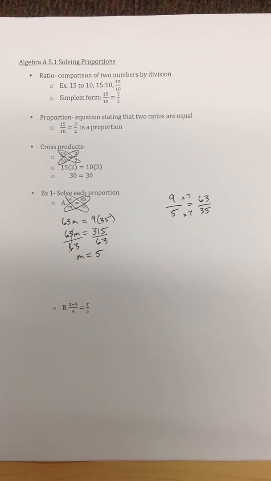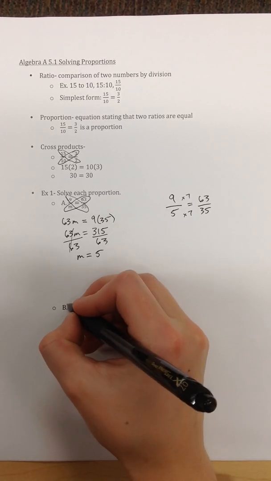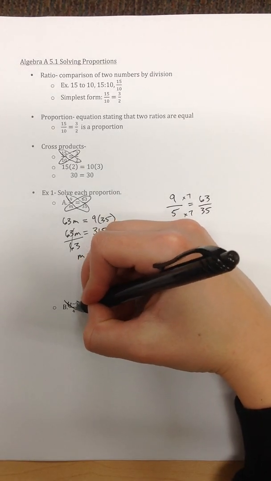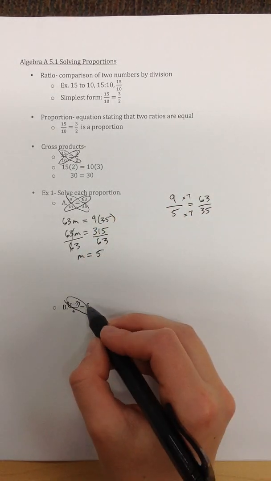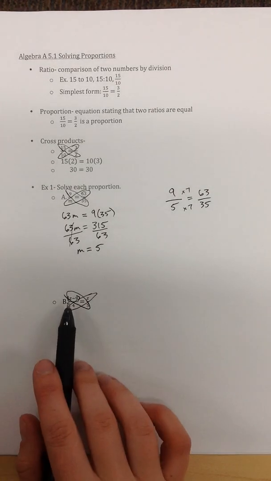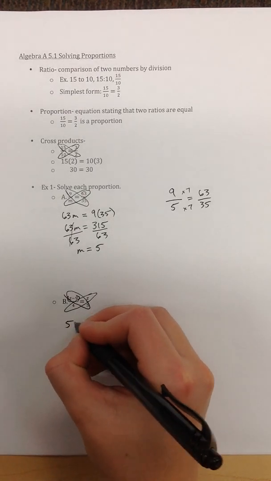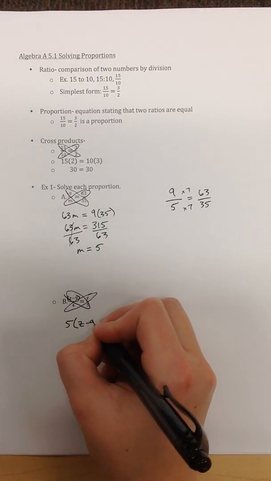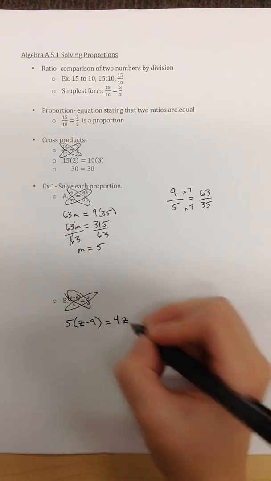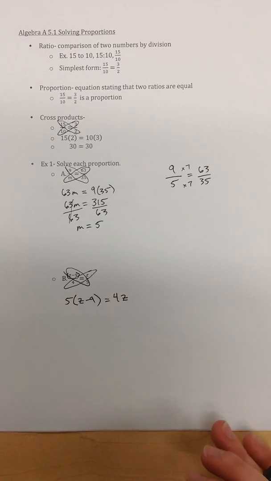Okay, the next one here is a little bit tricky because we've got a couple variables in there, and then also we've got a variable and then minus 9. So I'm going to think of that z minus 9 as a group, and then I'm going to do my cross product. So I'm going to do my z minus 9 as a group times my 5 and my 4 times my z. If I set this up, thinking of that z minus 9 as a group, it would be 5 times that group of z minus 9 is equal to 4 times z.